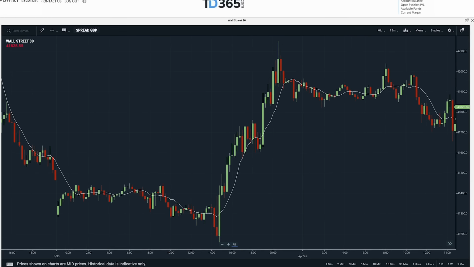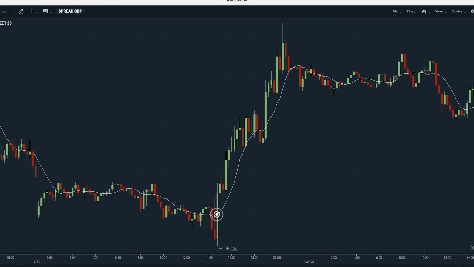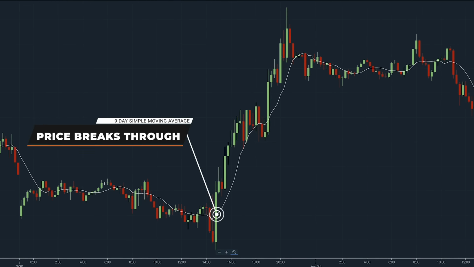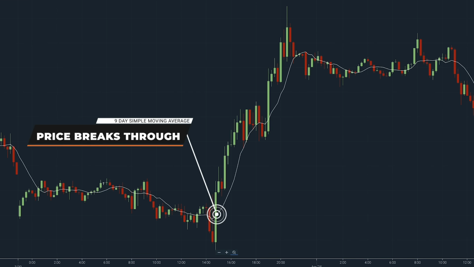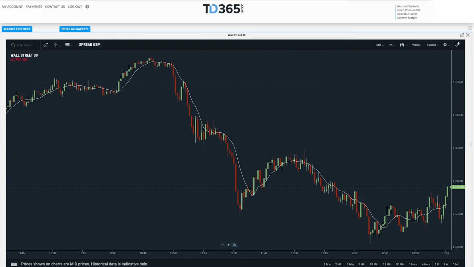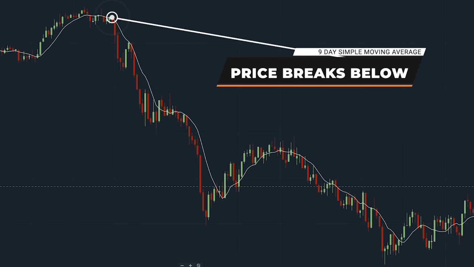So in this example, we can see that the price has broken above the moving average line here, indicating that the price could rally, and we might consider taking a long position at this point. And in this example, we can see that the price has broken below the moving average line here, indicating that the price could fall, and we might consider taking a short position at this point.